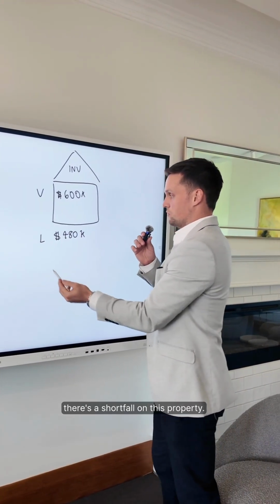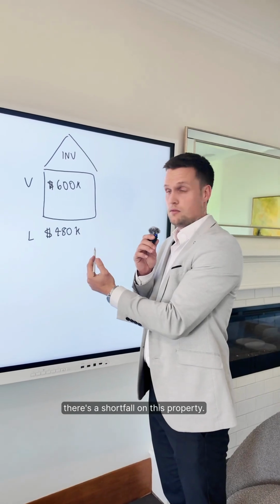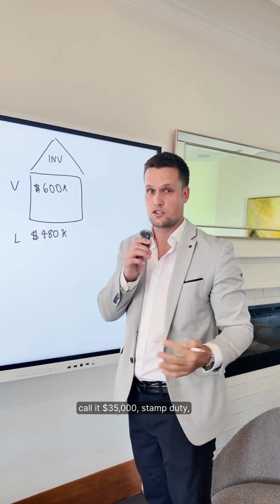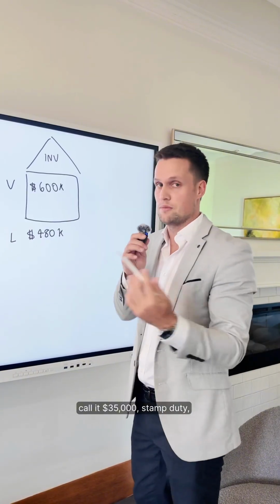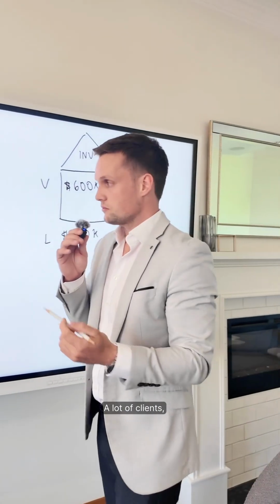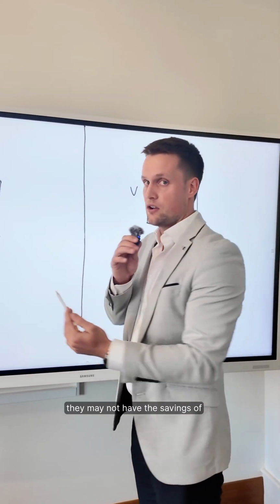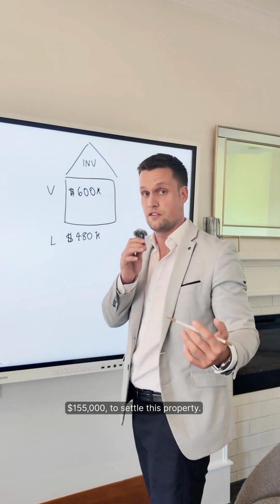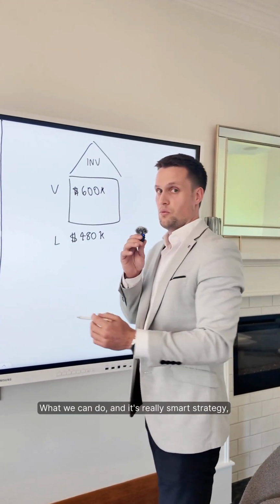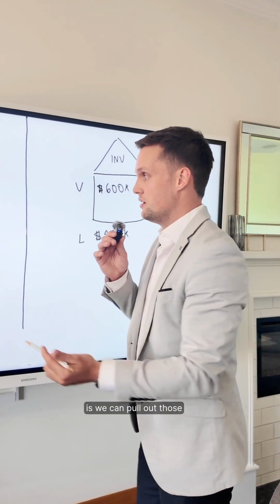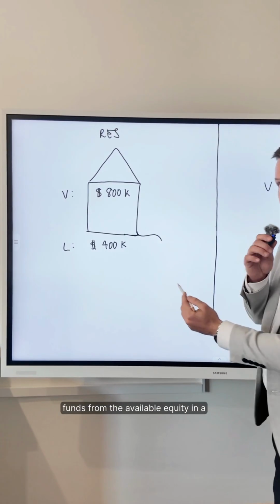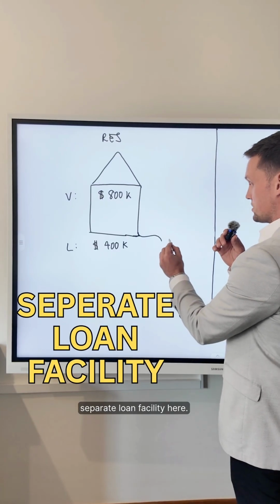Now, obviously, there's a shortfall on this property. There's a shortfall for the purchase alone of 120,000, plus your costs, call it 35,000, for stamp duty, legal fees, etc. to buy. A lot of clients may not have the savings of 155,000, or they may not want to use the savings of 155,000 to settle this property. What we can do, and it's a really smart strategy, is pull out those funds from the available equity in a separate loan facility here.